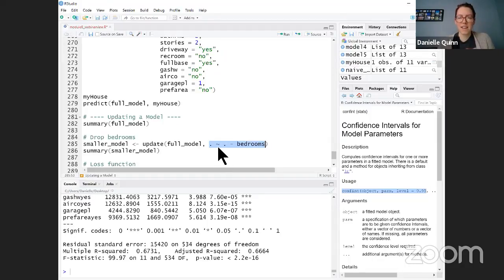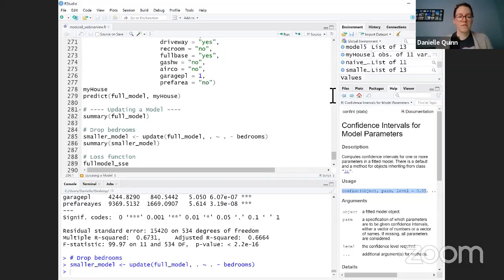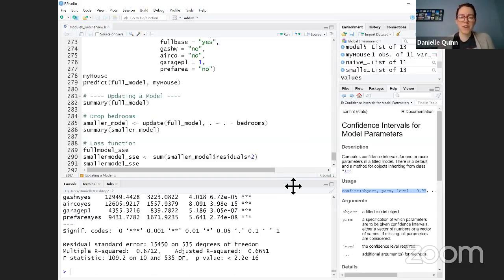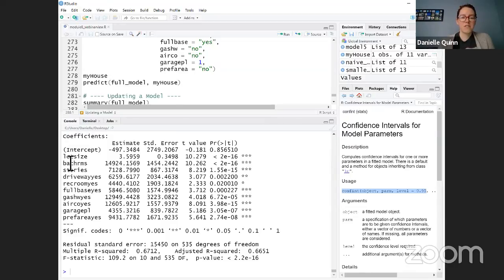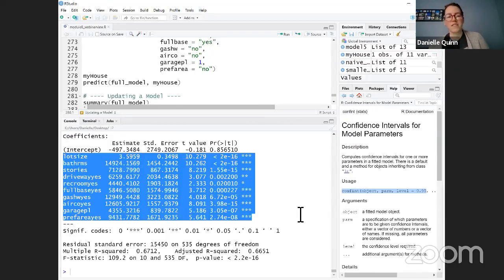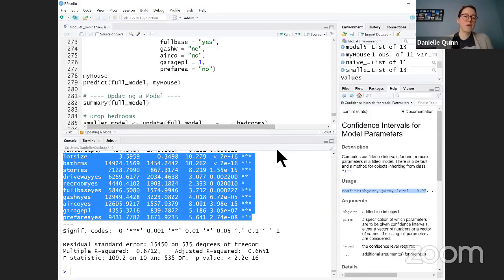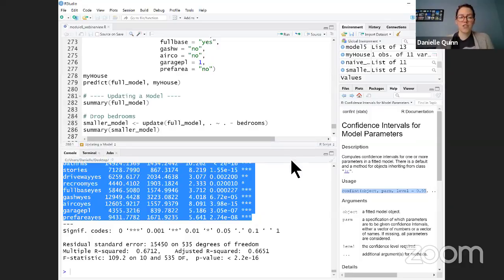So on the left-hand side of the tilde, the squiggly mark, we have a dot. We want exactly the same response variable. And on the right-hand side of the tilde, we have a dot saying all of the predictor variables that are in the full model minus bedrooms. So we just want to drop that one single predictor. Okay, and so now if we were to look at a summary of our smaller model, you would see that now bedrooms is not being included as a predictor. Okay, and so this would be a good instance to say, okay, well, did it make a difference? Should I have done that?